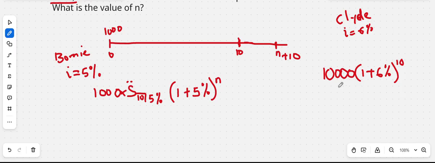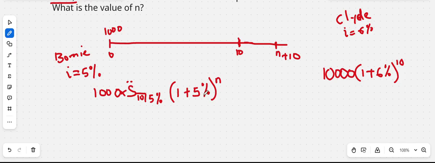So understanding these two here, we can see this is Bunny's account. First, I calculated the future balance in Bunny's account at time 10, and I have this. Then, taking it up to time n plus 10, that simply means that the money will grow for another n years.